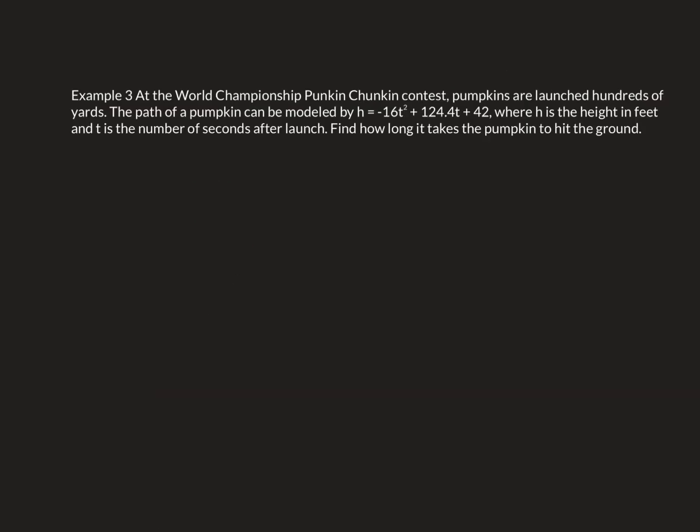Last question. Example 3. At the World Championship Pumpkin Chunkin Contest, pumpkins are launched hundreds of yards. The path of a pumpkin can be modeled by h equals negative 16t squared plus 124.4t plus 42, where h is the height in feet and t is the number of seconds after launch. Find how long it takes the pumpkin to hit the ground. So I want you to think about, just for a minute, if you're launching a pumpkin, how long does it take it to hit the ground?